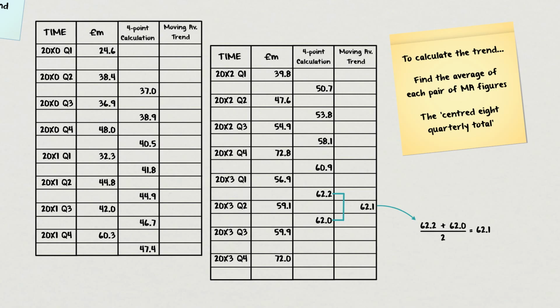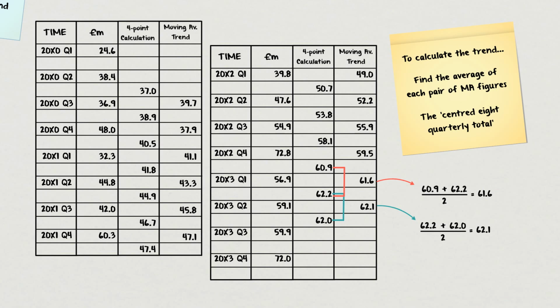And that can now be assigned to 2000X3 quarter two. So repeat the process again, looking this time at the 26.2 million and at the 60.9 million, giving us an average of 61.6 that we then apply to 2000X3 quarter one. And repeat the process again and again for the rest of the results.